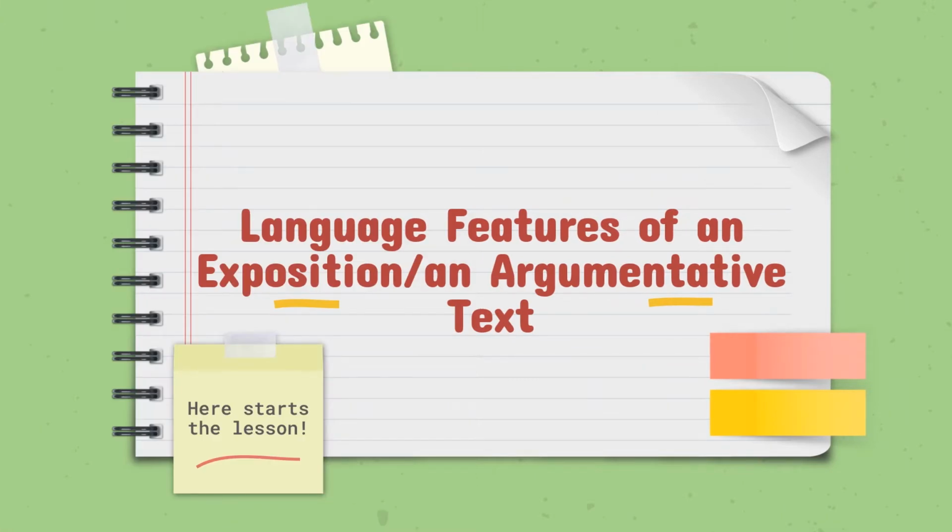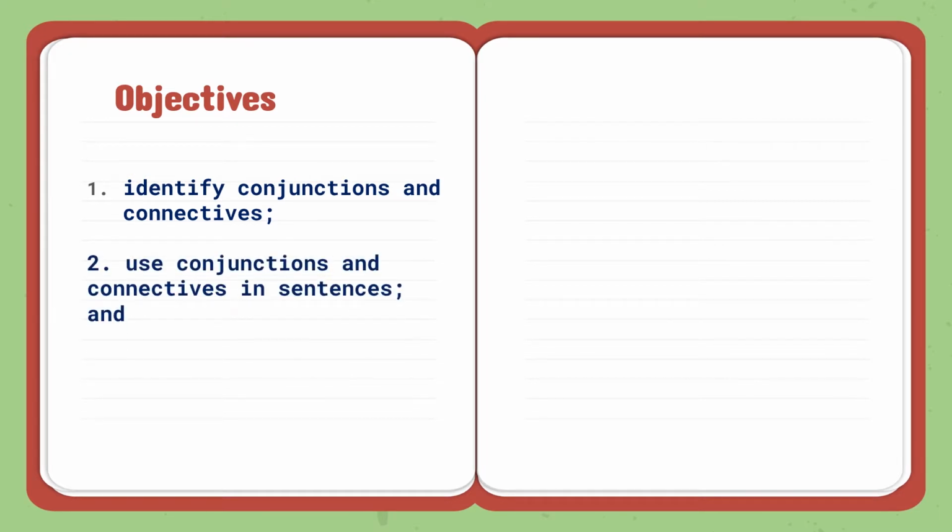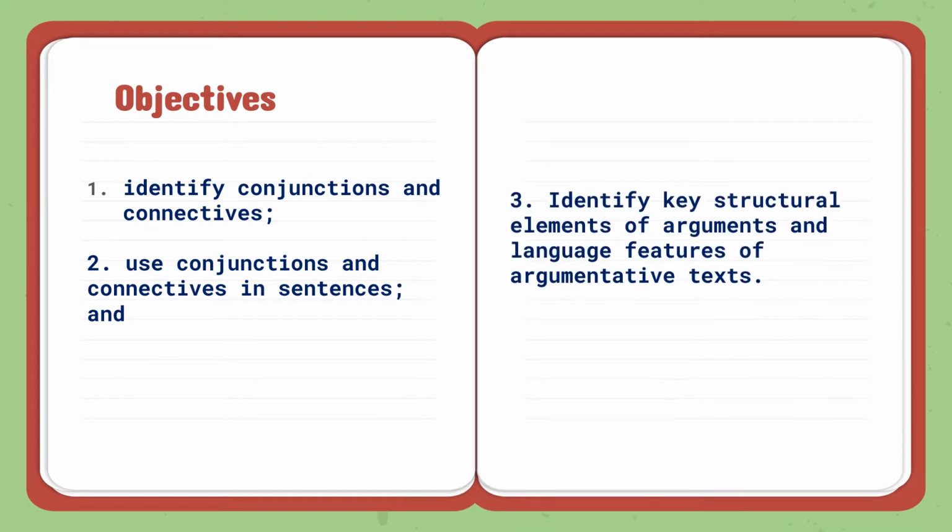This week, our topic will be language features of an exposition or an argumentative text. Our objectives are to identify conjunctions and connectives, use conjunctions and connectives in sentences, and identify key structural elements of arguments and language features of argumentative text.